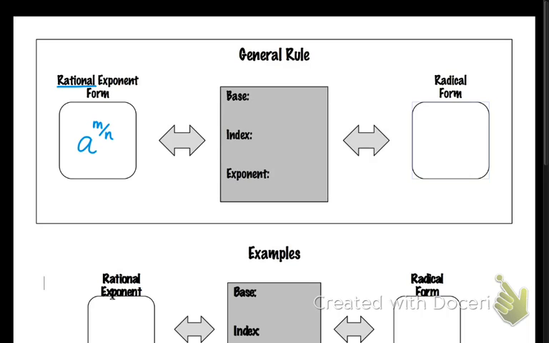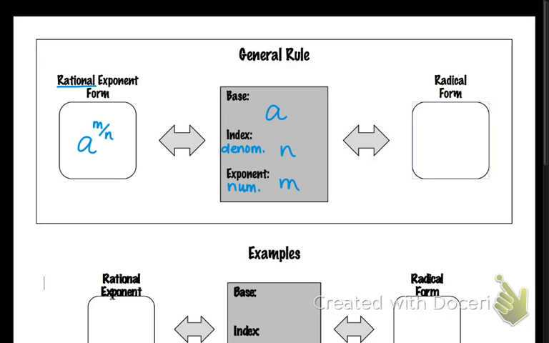So in this exponent, the base is a. The index is the denominator of the fraction. And so the index is going to be n, and then the exponent is always the numerator of the fraction, so it's going to be m.